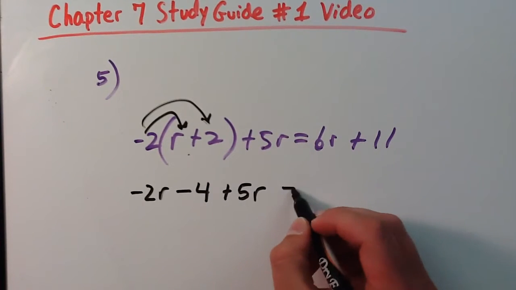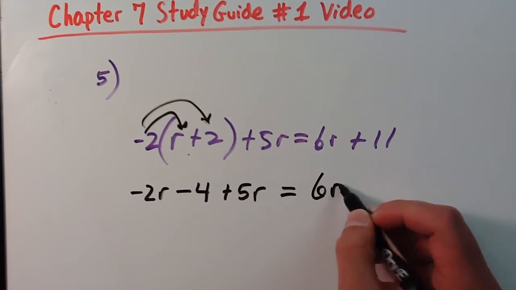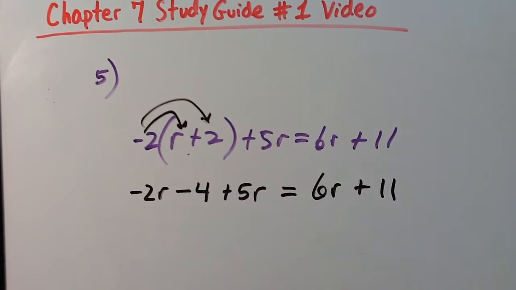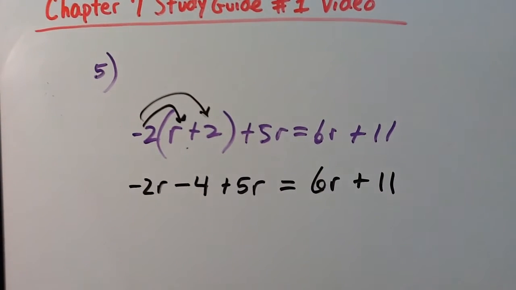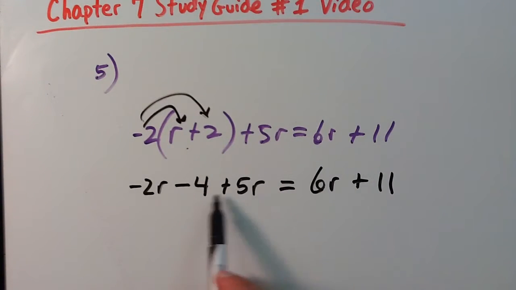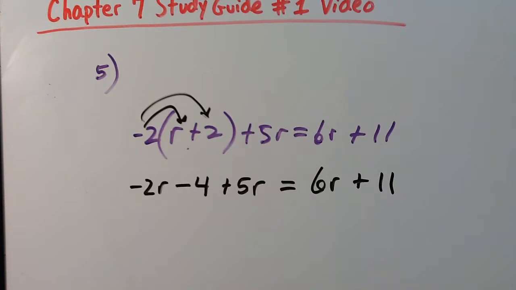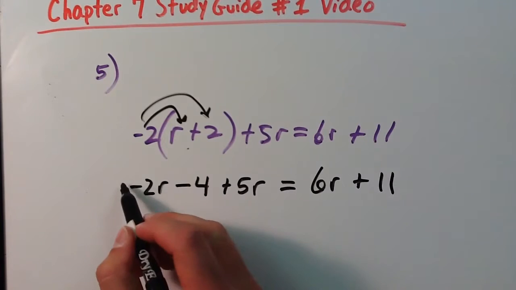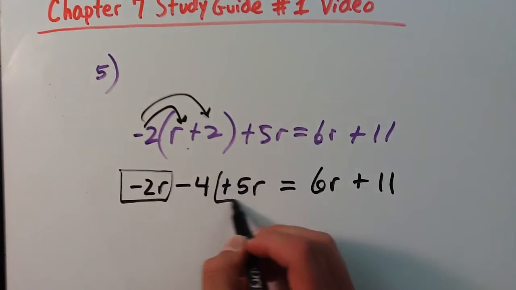I bring my equal sign straight down, and on the right side I have no parentheses to eliminate, and so I just copy it straight down. So now in my equation, I have no parentheses. I have eliminated them by the distributive property. Step 2, combine like terms. I look left. I see that I have negative 2r and positive 5r.